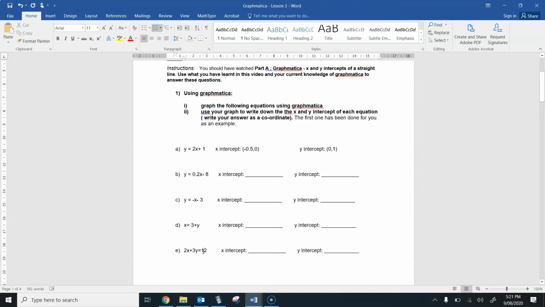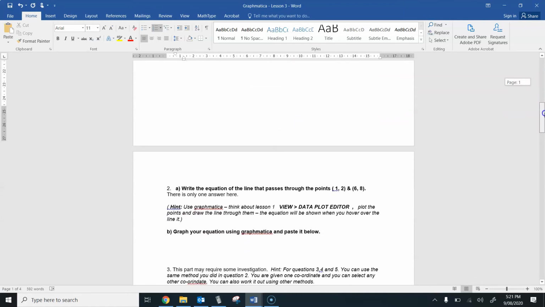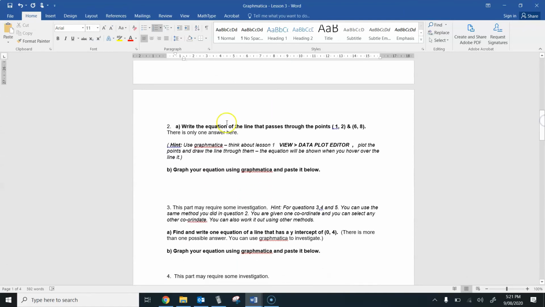So that's question 1. Then if we move down, question 2, I will help you out with this one. It says, write the equation of the line that passes through the points 1, 2, and 6, 8. Some of you might be able to do this using algebra, but I'm not expecting you, and your teachers are not expecting you to do it this way. We're going to get you to use Graphmatica.